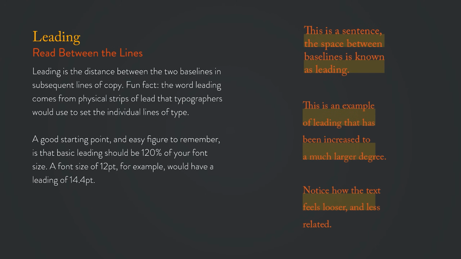Leading. Read between the lines. A fun fact about this is that it actually comes from physical strips of lead that typographers would put in between, like a line of those metal blocks I talked about earlier, in order to space out a line, which is really cool. A good starting point, and usually a default in a lot of design software, is it should be 120% of your font size. So a font size of 12 points, for example, would have a leading of 14.4 points. The more you increase that, the text will feel looser, less related to each other, and more airy. If that's something you want to go for, great. If you're going for readability, you shouldn't be doing that.